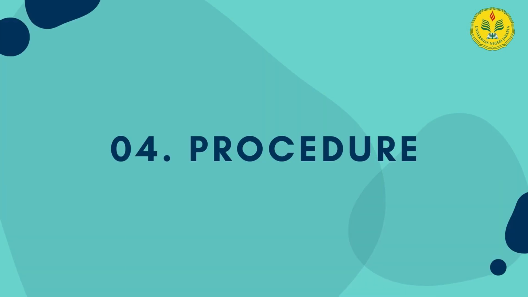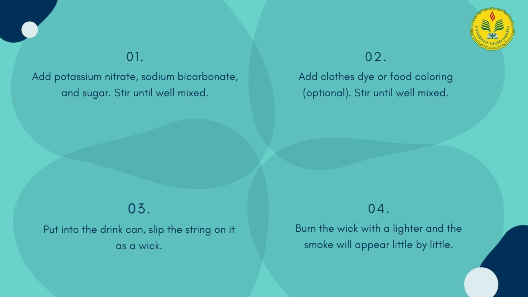Fourth, procedure. First, add the potassium nitrate, sodium bicarbonate, and sugar. Stir until well mixed. Second, add the clothes dye or food coloring, optional, and stir until well mixed. Third, put it into the drink can and slip the string in as a wick. Fourth, burn the wick with a lighter and the smoke will appear little by little.